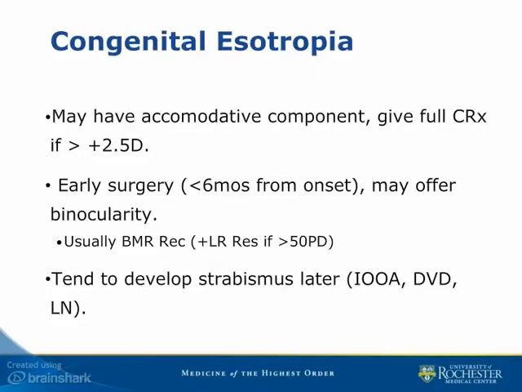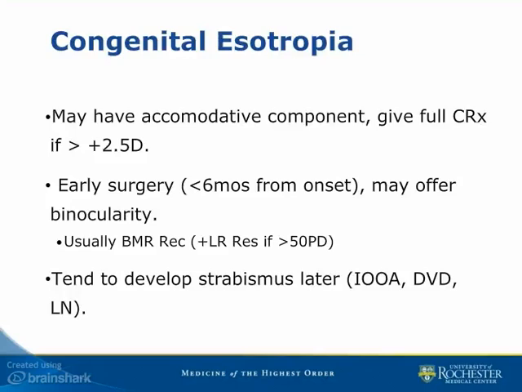Some patients with early onset esotropia may have a high amount of hyperopia. In these patients, I tend to give the full cycloplegic refraction to see if they improve. Early surgery is recommended. Usually you can get decent results if you operate before 6 months from the onset of the esotropia. And this may offer some amount of binocularity.